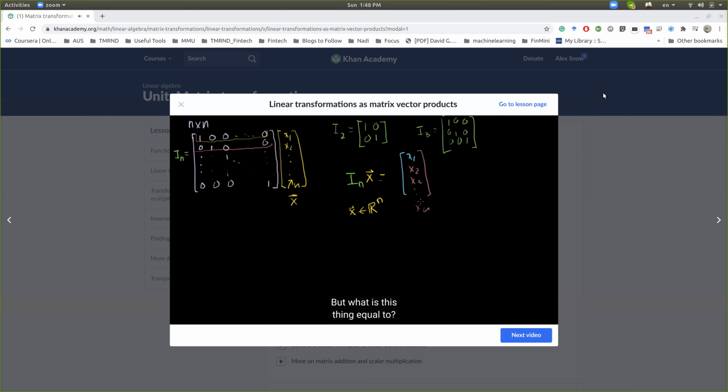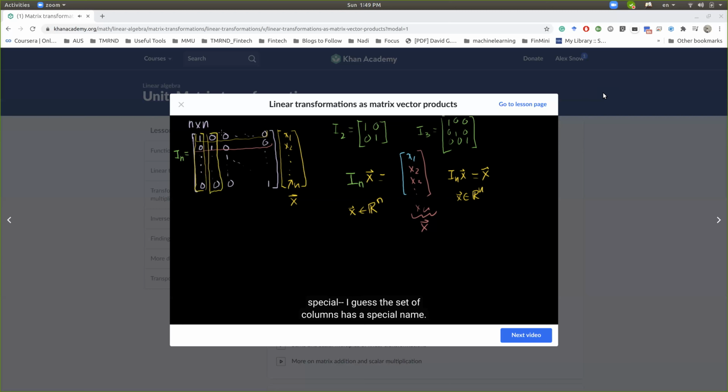But what is this thing equal to? This is just equal to x. So the neat thing about this identity matrix that we've created is that when you multiply it times any vector, you get the vector again. The identity matrix times any vector in Rn, it's only defined for vectors in Rn, is equal to that vector again. And actually the columns of the identity matrix have a special, I guess the set of columns has a special name.